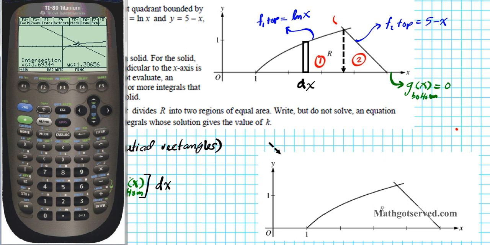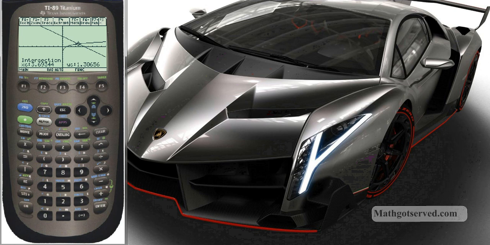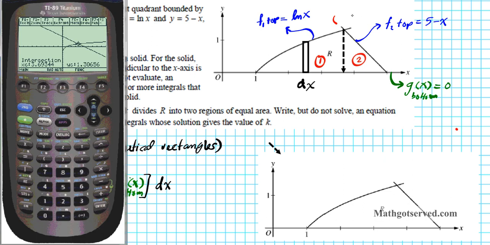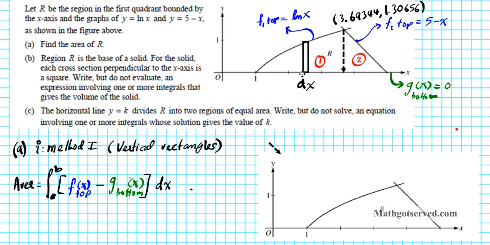All right, so let's go ahead and write down the point of intersection. So we have 3.69344 and 1.30656. Okay? All right. Now, for our integral right here, we're going to be focusing just on the x-coordinate right here, okay? So now let's apply this to this setup to this formula right here.